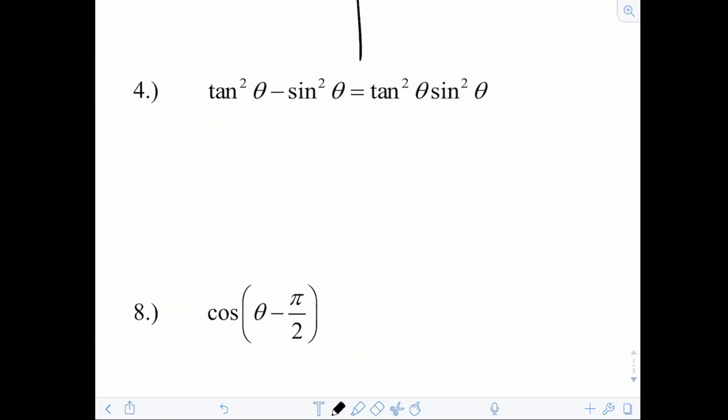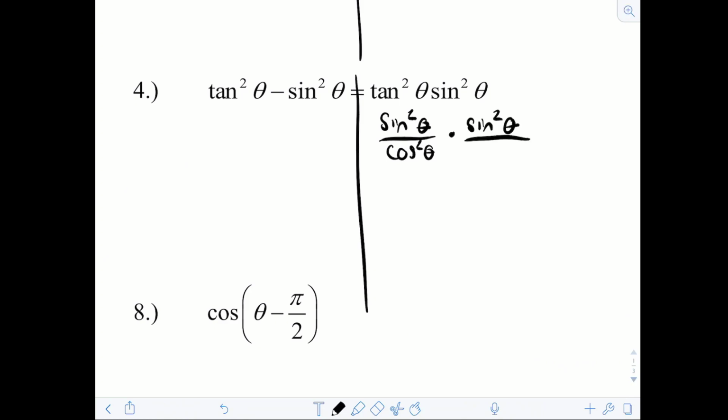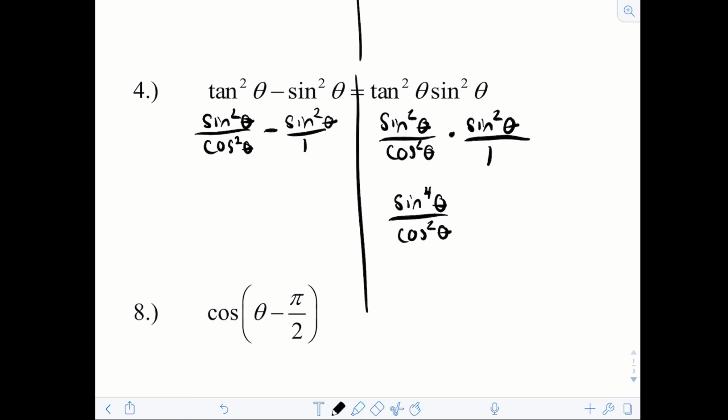Over here, I'm going to rewrite tangent squared as sine squared theta over cosine squared theta times sine squared theta. Now this is over 1. They do not cancel because they're both in the numerator. So sine squared times sine squared gives me sine to the 4th of theta over cosine squared theta. Now that looks weird, but we're still going to continue with it. So this is going to be sine squared theta over cosine squared theta minus sine squared theta, and since there's no denominator, that's going to be over 1.